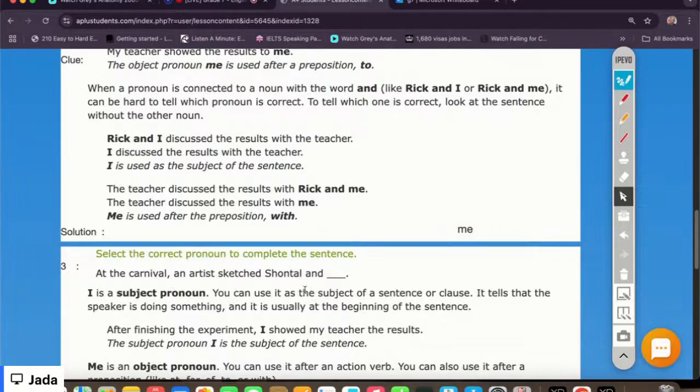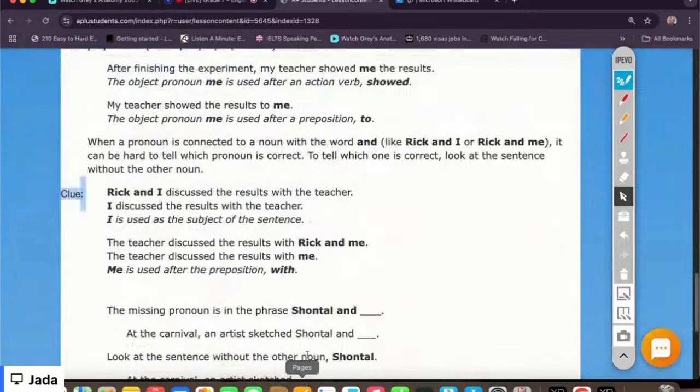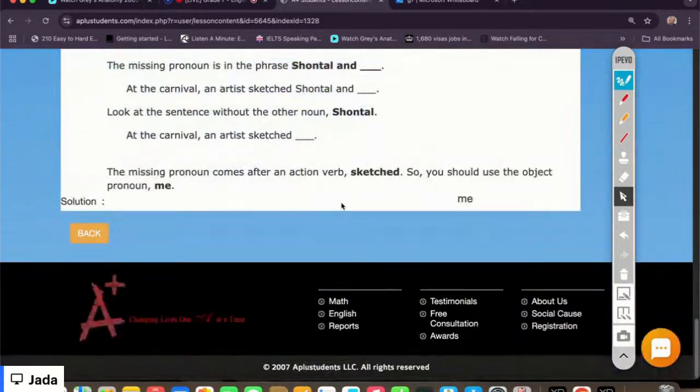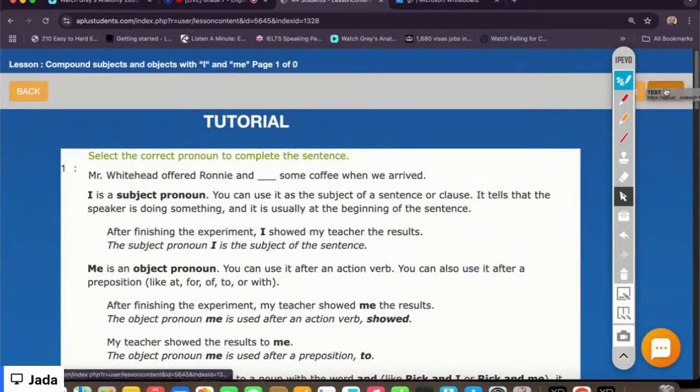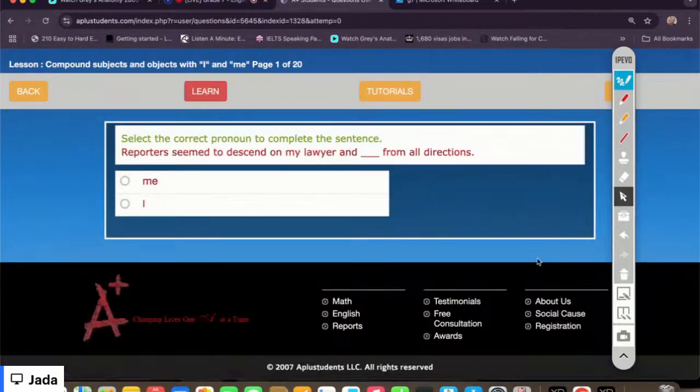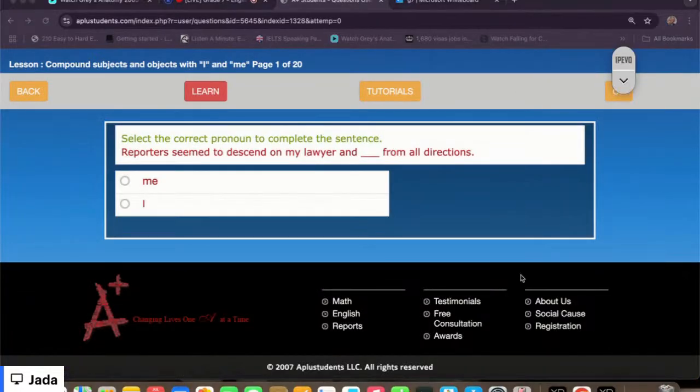At the carnival, an artist sketched Chantal and me. So Chantal is the other noun, and then you take away the noun, and then you say the artist sketched me. Okay. So let's move on to the test, and you can share your answers with me. Okay. So select the correct pronoun to complete the sentence. Reporters seem to descend on my lawyer and me from all directions. Me or I?